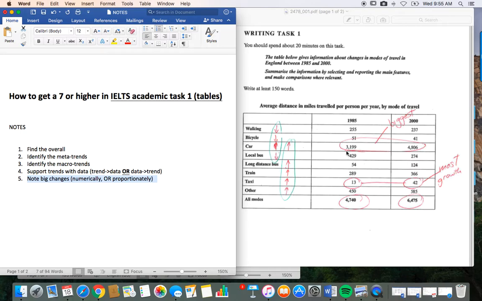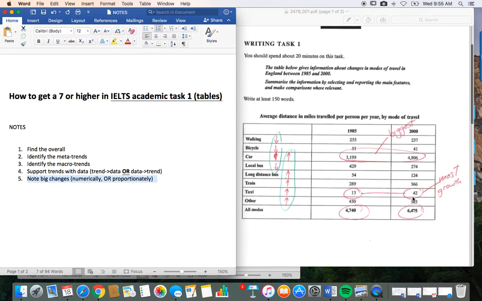Two points I note. The most common form of travel in both is car. Here it's this amount here, 3,199, and then it increases. So biggest. Now, one of the most important things is this: taxi. Look at that. In 2000, it's actually the second smallest number, but it shows the most growth. You guys aiming for a 7 or an 8, this is what you need to find. It starts at 13, which is the lowest. It goes to 42, which is the second lowest in this time, but it has grown the most.